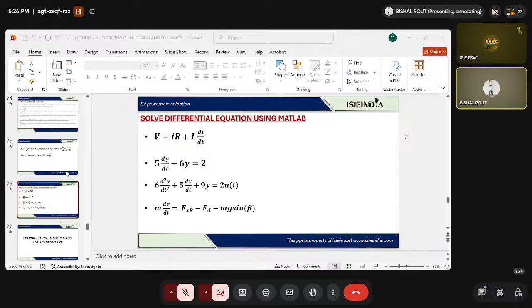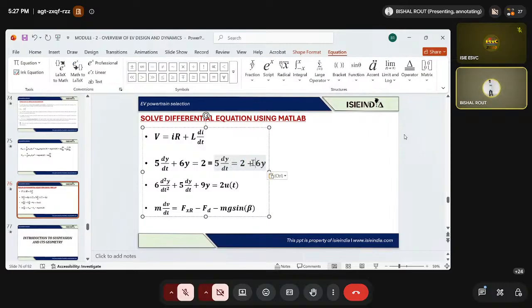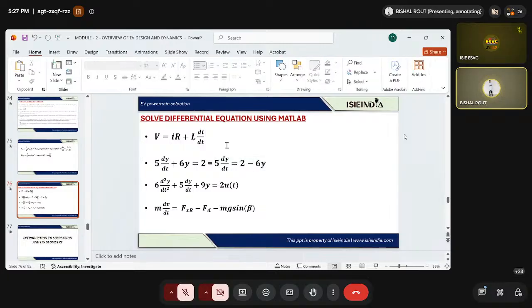Then I will cut this. What do I need to solve? I need to solve this particular equation: 5 dy by dt is equal to 6 plus this thing. I can write the same thing likewise. Let me copy it, Control C, Control V. But instead of this, we have minus 2 minus 6y. I can write it like this.